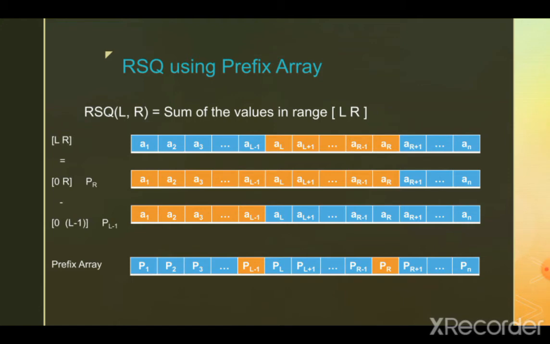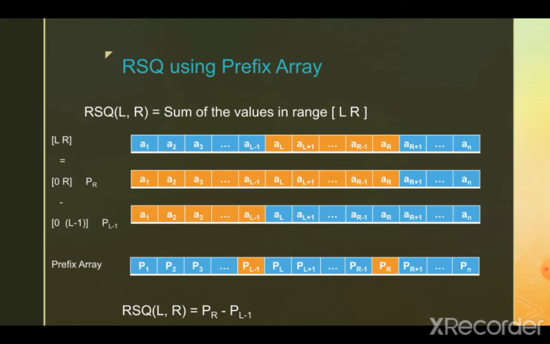Now the first range from A1 to AR corresponds to the PR element in the prefix array, and the second range from A1 to AL minus 1 corresponds to the PL minus 1 element in the prefix array. So now the sum of range of values from AL to AR can be determined using the prefix array like this: PR minus PL minus 1.